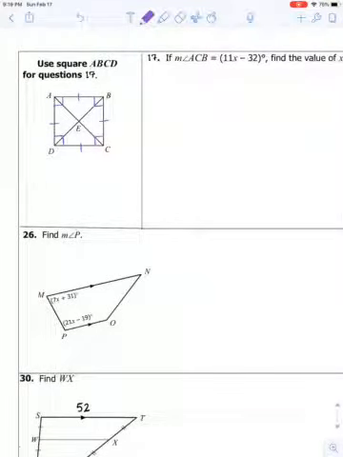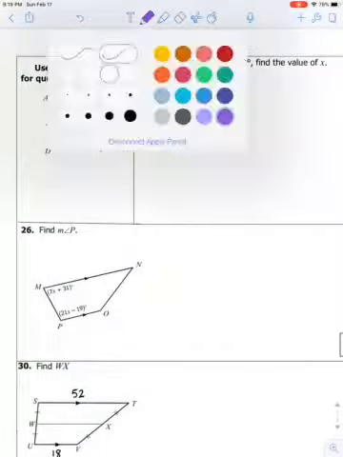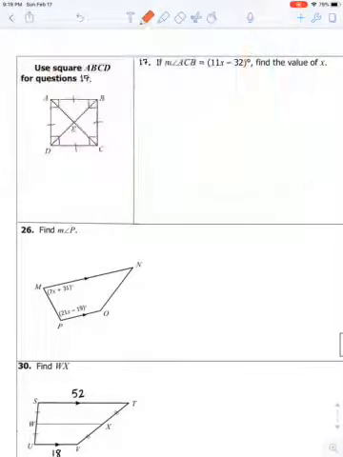Okay. If the measure of angle ACB is 11x minus 32, find x. So we're going to first figure out what that angle is in the diagram. So AC to B. Okay. Couple ways you can do this, but I'll show you the easiest way.